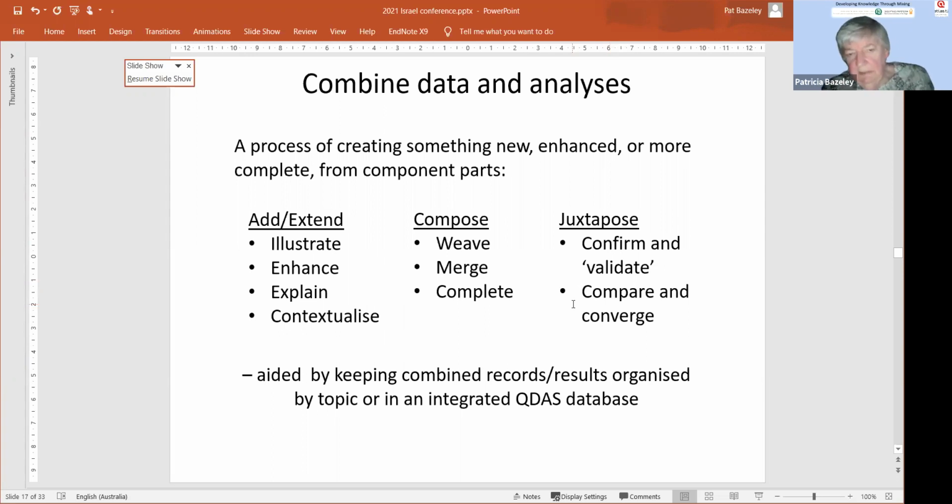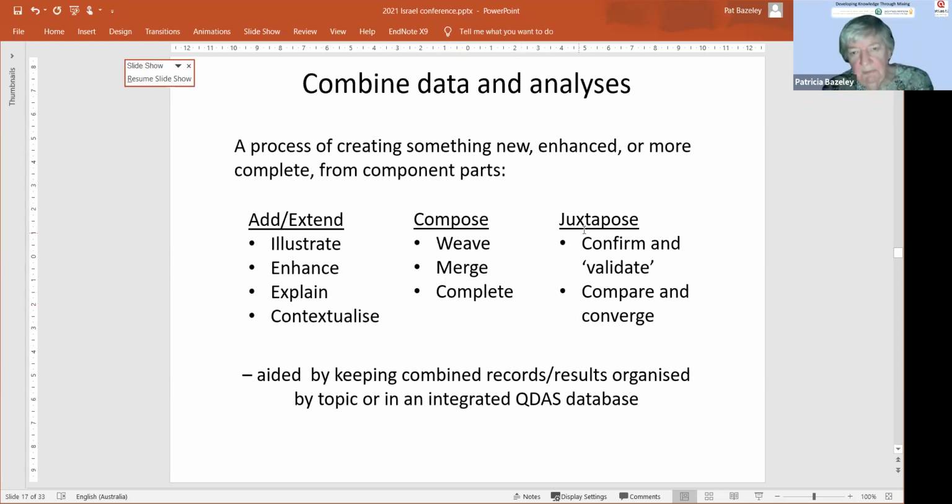You can take that a level further by composing, weaving together different kinds of data to compose a narrative account that will include both numbers and text, or illustrations or whatever else shape your data is taking. These might become merged so that you no longer can see the individual sources, but you see the result of the thinking that arises out of them. Or you can have different bits and pieces that fit together to complete a picture, rather like a jigsaw.